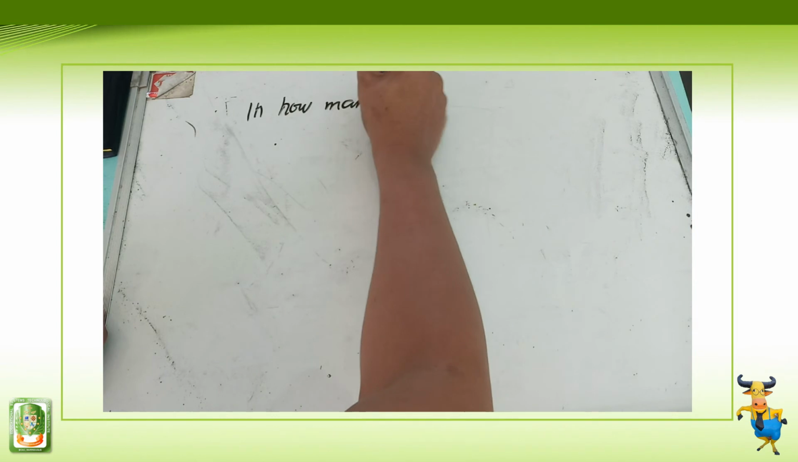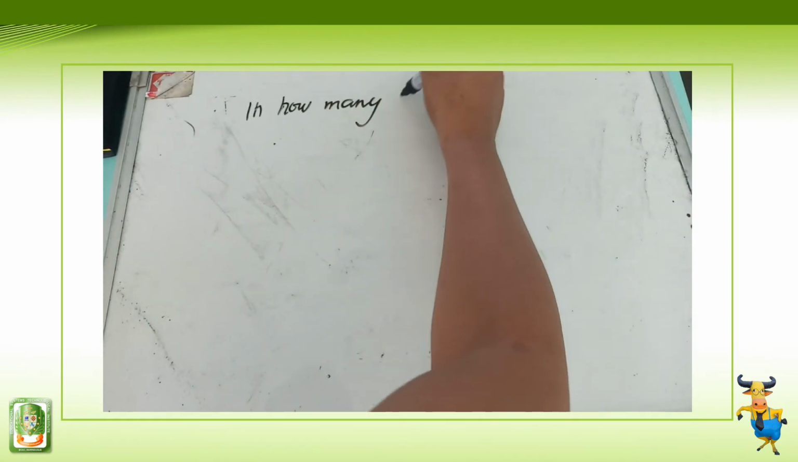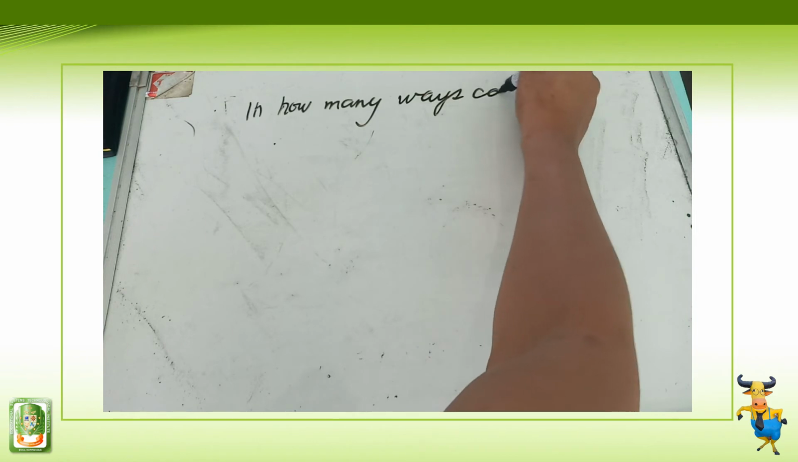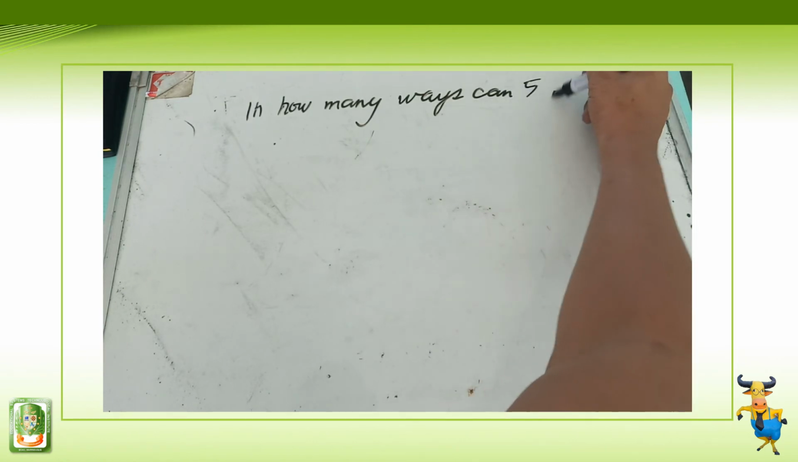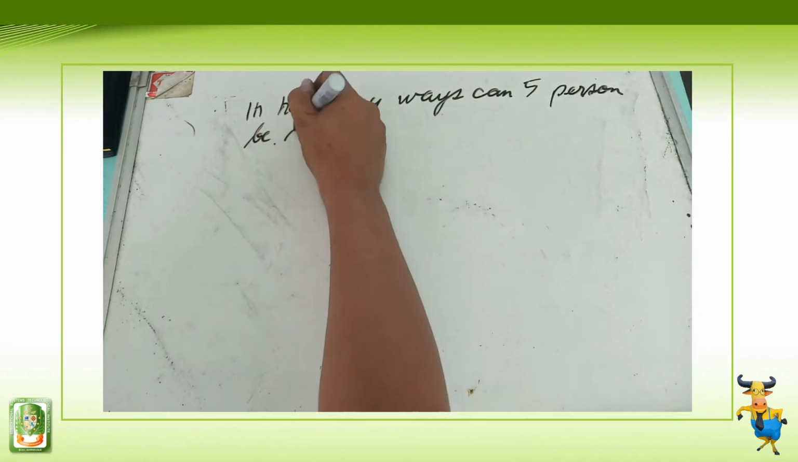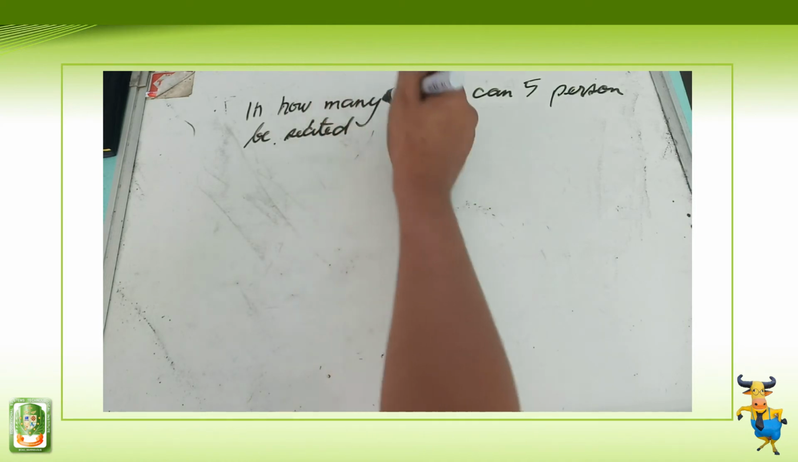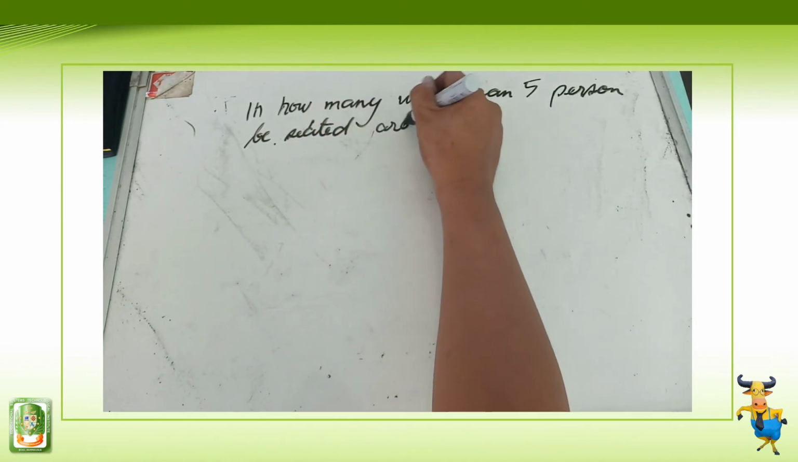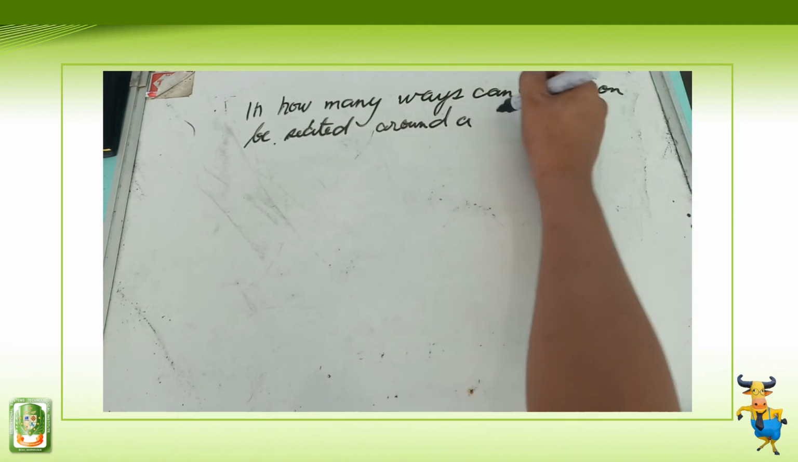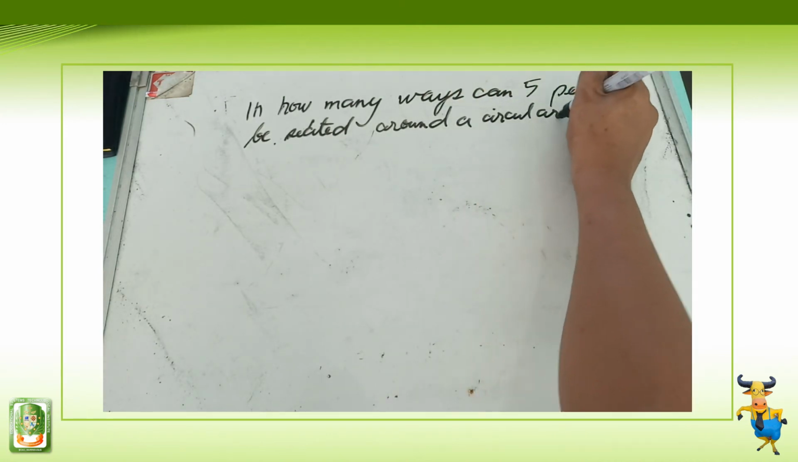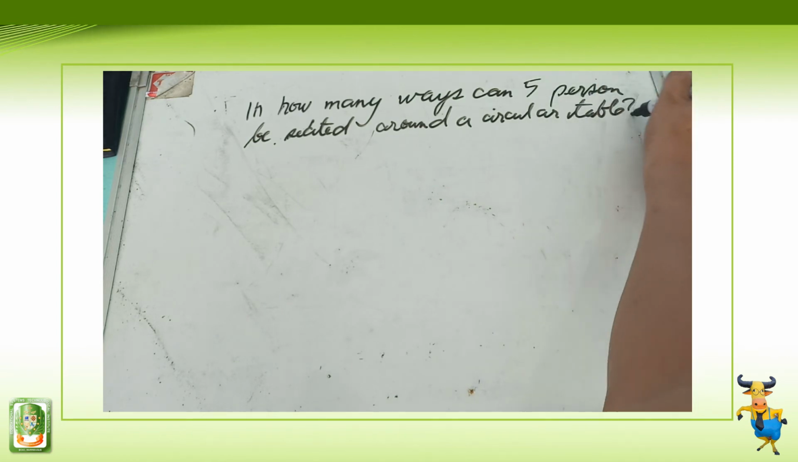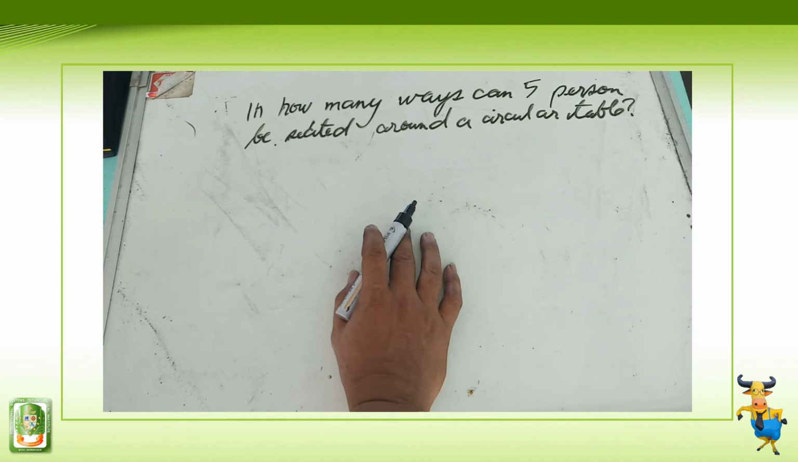In how many ways can 5 persons be seated around a circular table? How many ways can 5 persons be seated around a circular table?